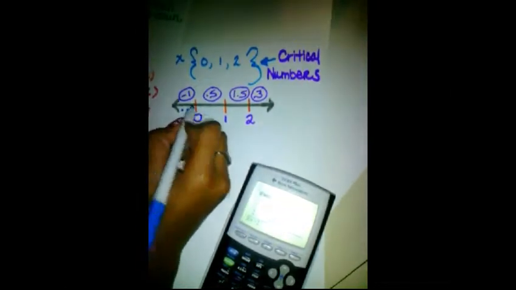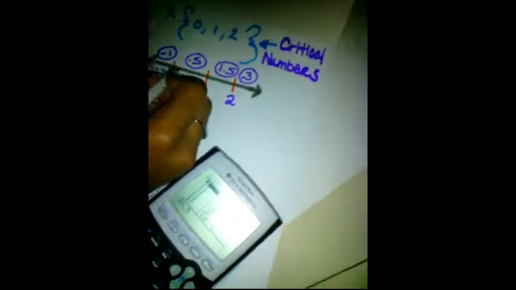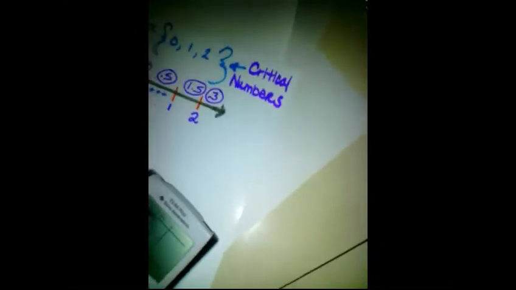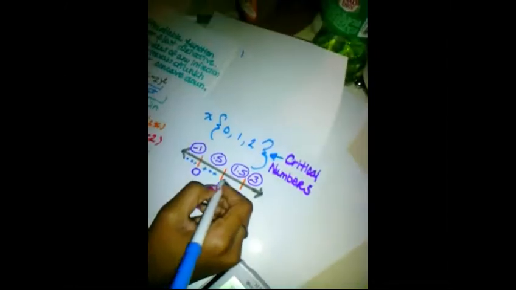And we get a negative number, so we put our negatives right here. Next, we're going to do 0.5. That's a positive number. Put our positive signs here. And next is 1.5. That's a negative number. Put our negative. And next is 3, and that's a positive number. Put our positive.